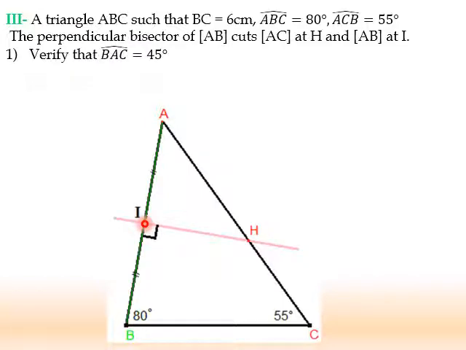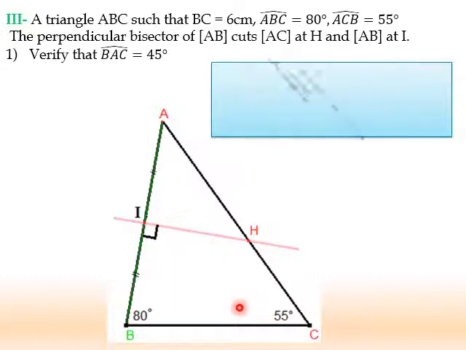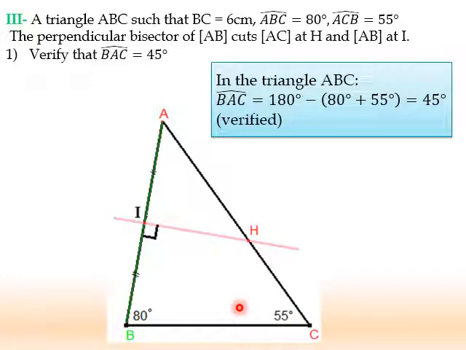I have to prove that BAC, this angle here, equals 45. In triangle BAC, and in any other triangle, the sum of angles is 180. We know two of its angles, so I have to find the third one. How? BAC equals 180 minus the known angles, which are 80 and 55. So it's 45 degrees. It's verified.